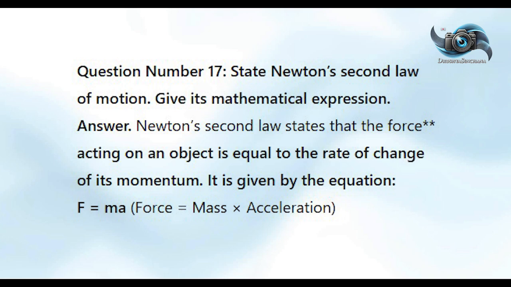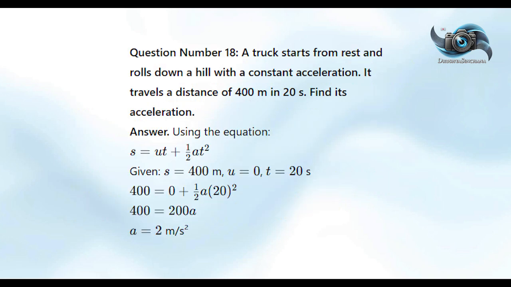Question number 17. State Newton's second law of motion. Give its mathematical expression. Answer. Newton's second law states that the force acting on an object is equal to the rate of change of its momentum. It is given by the equation F equals m multiplied by a. Force equals mass multiplied by acceleration.